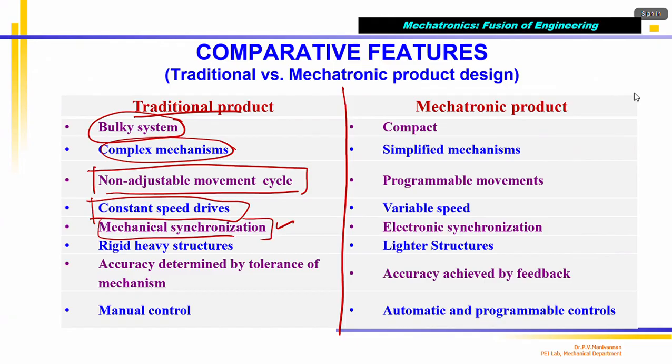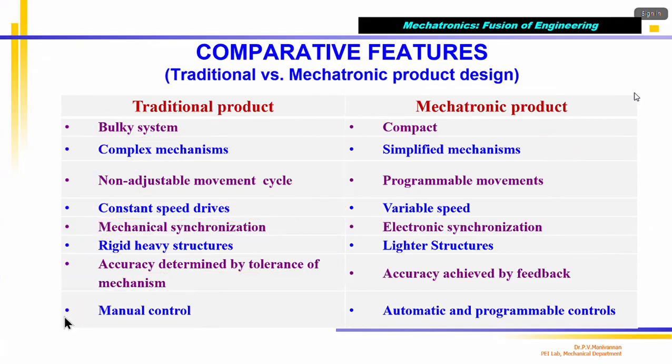Those mechanisms are very bulky. Now modern ones use electronic control, simple, correct? Transmissions, the gears, all those things can be quickly changed, and are compact. Then rigid, heavy structures determine the accuracy and tolerance of the mechanisms. How accurate can you be, because everything is mechanical? Friction, all those things are a problem. Again, it is fully manual control. These are the drawbacks of conventional products.